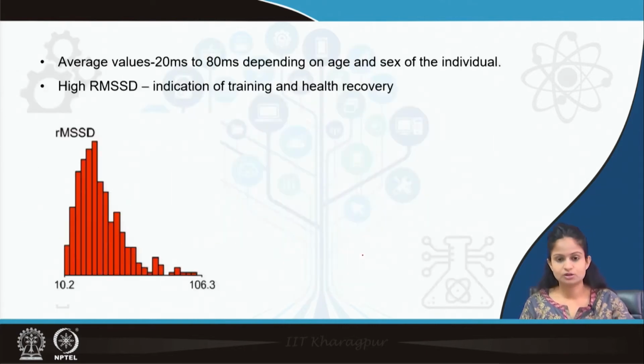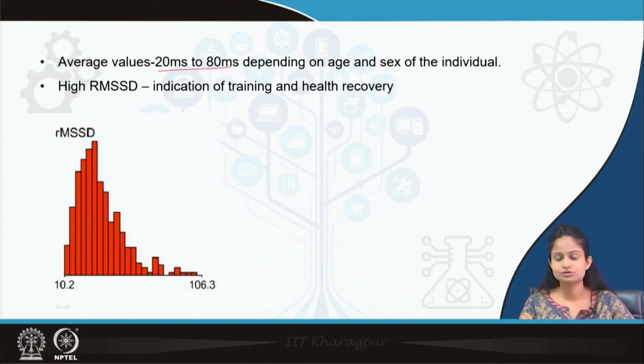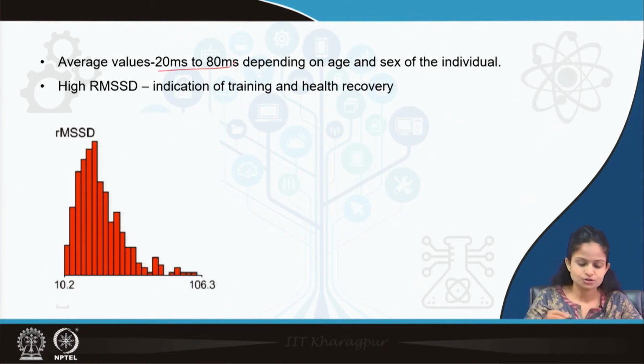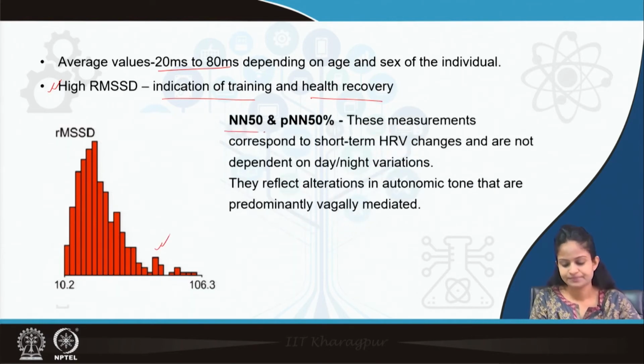So, ideally the normal values range between 20 milliseconds to 80 milliseconds, depending also on the age and sex of the person. High RMSSD indicates training and health recovery. The trained persons and the persons who are having good recovery from diseases have higher values of RMSSD. So, next we have NN50.